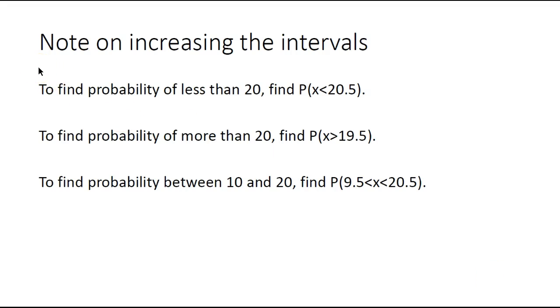Just to make sure you understand about increasing the intervals, here's one if we want a probability less than 20. We want everything at 20 or below, so we need to make that bigger, so we add half a point. What we just did, we wanted more than 20, so we had to go down a little bit lower to make the interval bigger. And the last example here, between 10 and 20: we have to go below 10, which takes us to 9.5, and we have to go above 20, which takes us to 20.5. So we make it half a point bigger on each side.